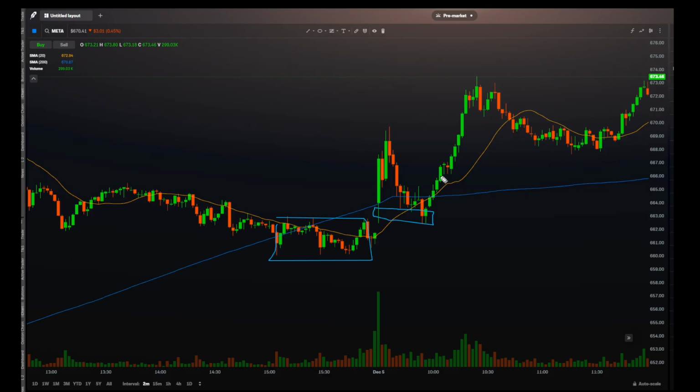So we break back above both of the SMAs, and then we get this beautiful color change here. Boom. 20's above the 200. 200's looking flat, right? All we do is enter at the break of the red candle's high, boom, of the green candle. Don't wait on the close. Don't hesitate. You place your stop right here or at the 20 because it's so close, whichever you want to do. And then we're riding it to the new highs.